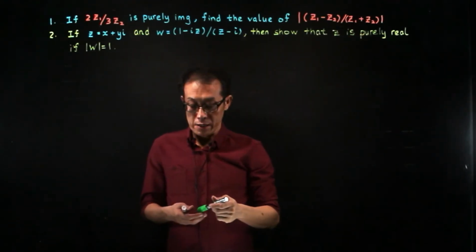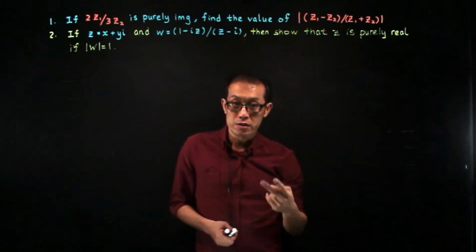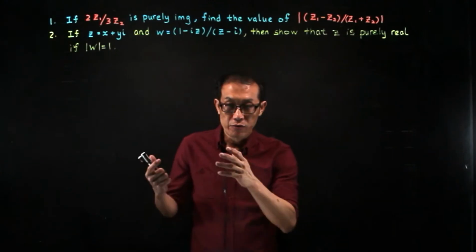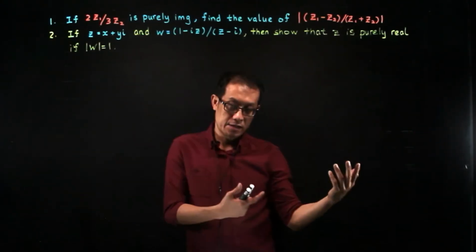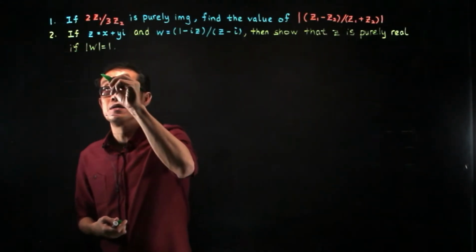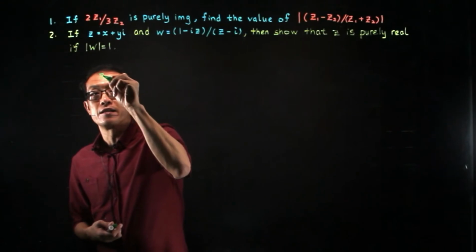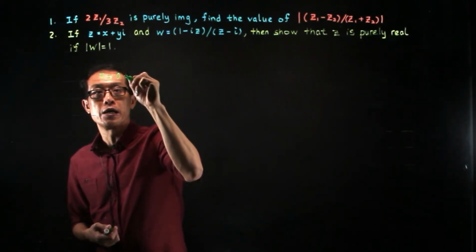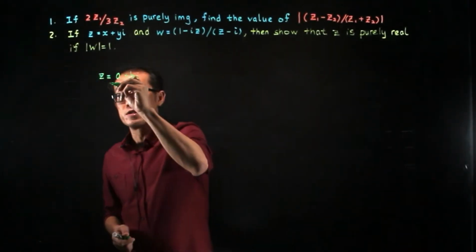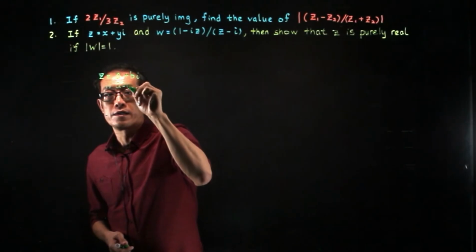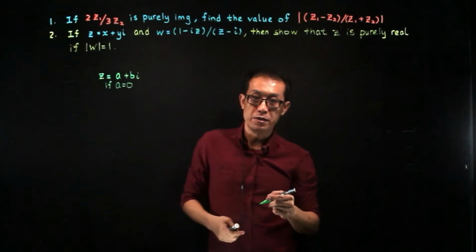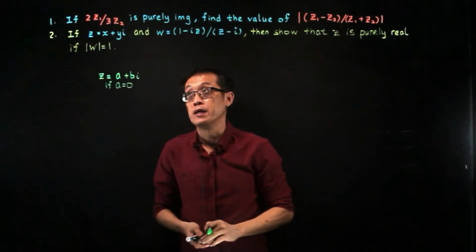Now, what do you mean by imaginary? A complex number consists of two parts, a real part and an imaginary part. If the real part is 0, then we say that the complex number is purely imaginary. Let me give you an example. If z is equal to a plus bi, and a is equal to 0, then z will only be left with the imaginary part. Then we call z purely imaginary.